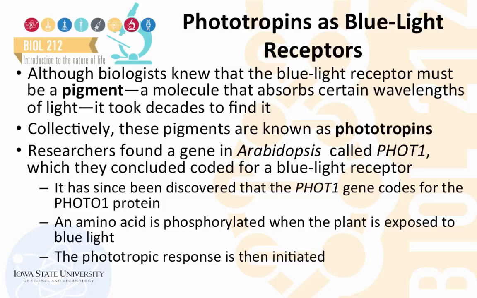The pigments that absorb blue light are known as phototropins. Researchers found a gene in Arabidopsis called FOT1, which they concluded coded for a blue light receptor. This gene codes for the photo-1 protein, which is activated in the presence of blue light. A particular amino acid that is present within the protein is phosphorylated when the plant is exposed to blue light, which triggers the phototropic response.